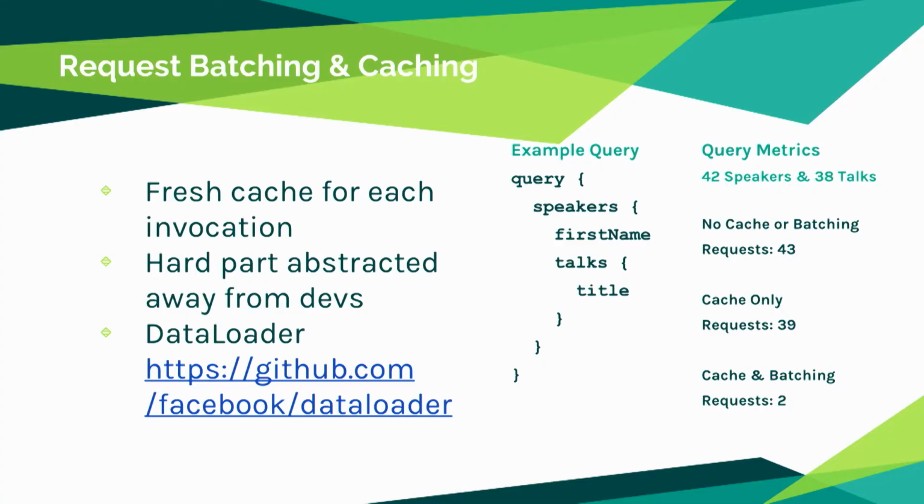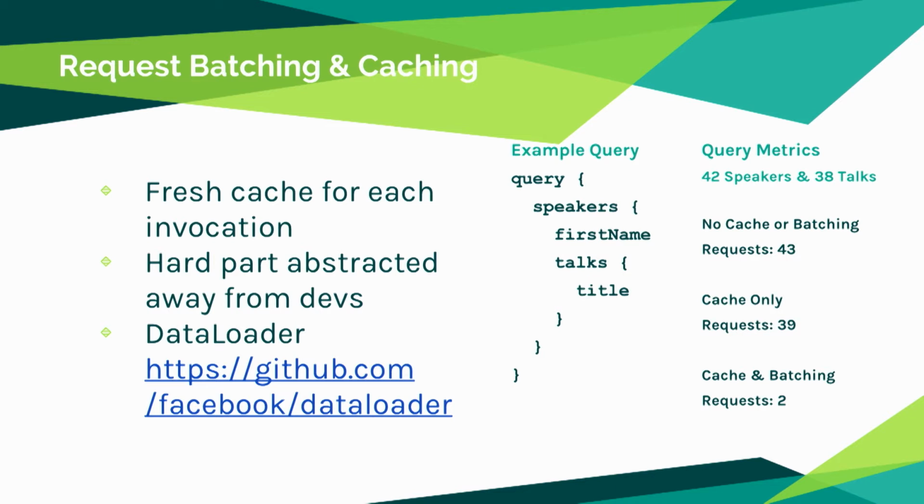So one of the most important things that we've run into is request batching and caching, right? So you still have this n+1 problem to some extent where maybe your client is not doing the n+1 request, but your server might end up doing it, right? So we have 42 speakers and 38 talks here at this conference. There is one speaker that has multiple talks, and then there are multiple talks that have 2 speakers.